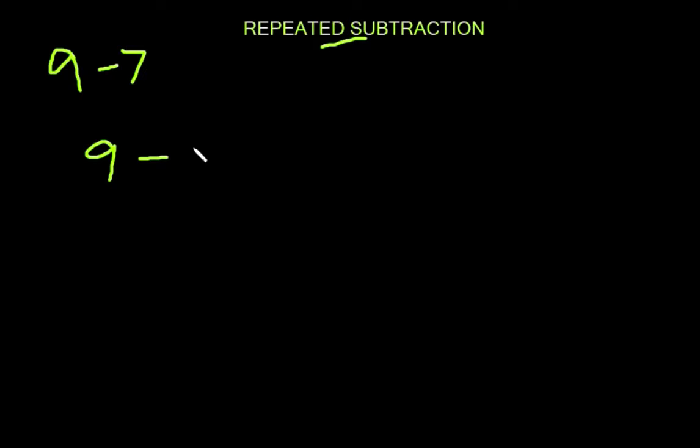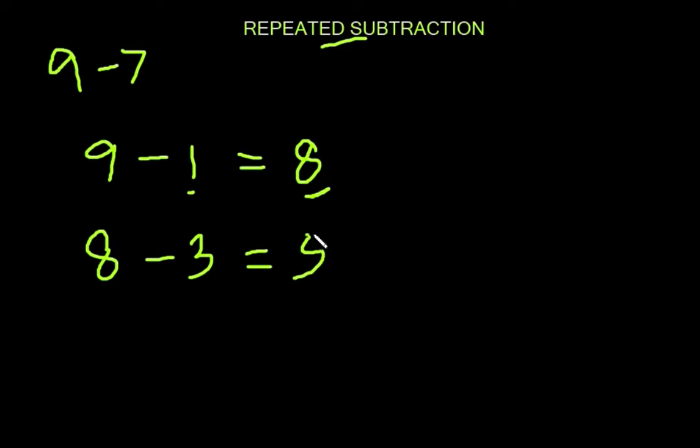What is the first odd number? 1. Yes. 9 minus 1. The question is 9, so 9 minus 1 is 8. Now just take this answer 8 and subtract it with the next odd number. After 1, the next odd number is 3. What is 8 minus 3? Yes, 5. And now, take that 5 and subtract it with the next odd number, 5 again. What is 5 minus 5? 0.